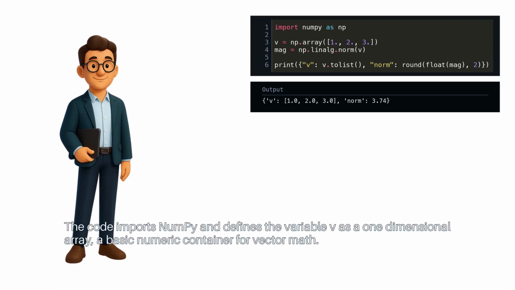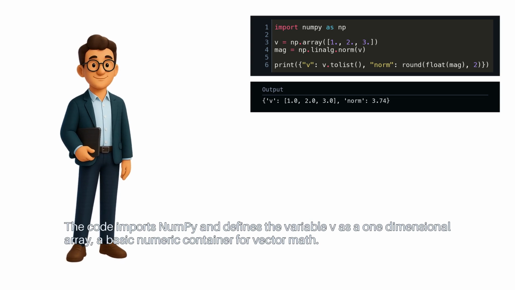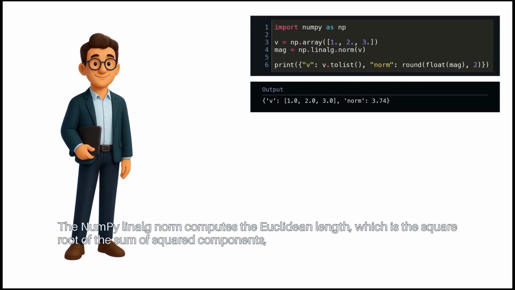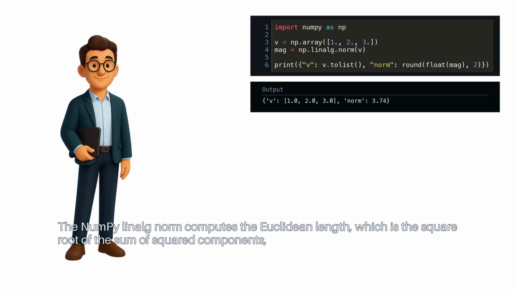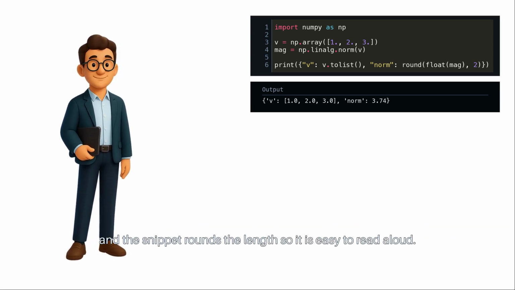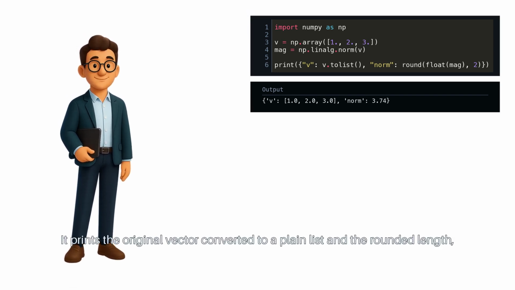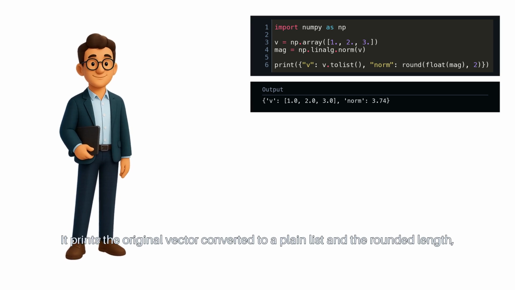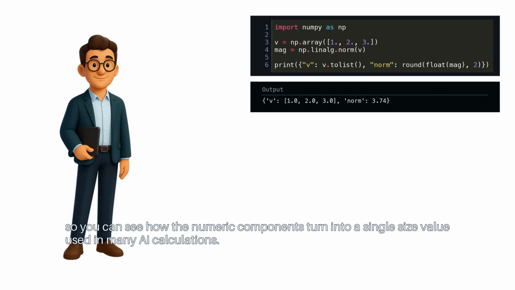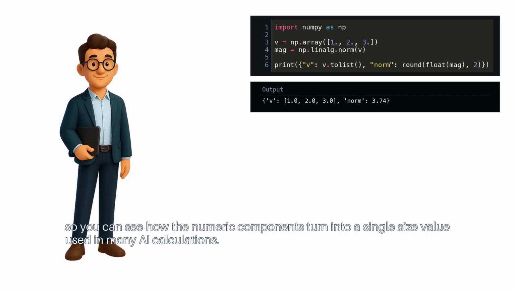The code imports NumPy and defines the variable v as a one-dimensional array, a basic numeric container for vector math. The numpy.linalg.norm function computes the Euclidean length, which is the square root of the sum of squared components. And the snippet rounds the length so it is easy to read aloud. It prints the original vector converted to a plain list and the rounded length, so you can see how the numeric components turn into a single size value used in many AI calculations.